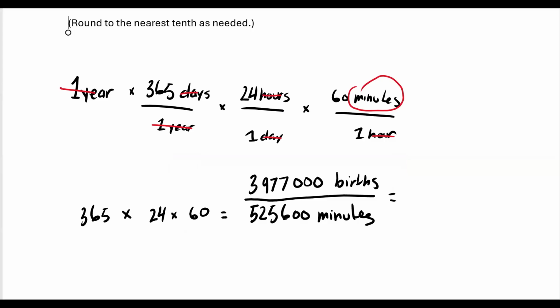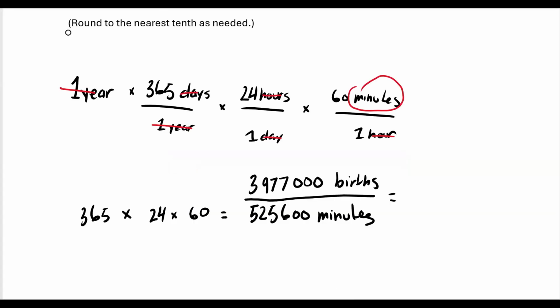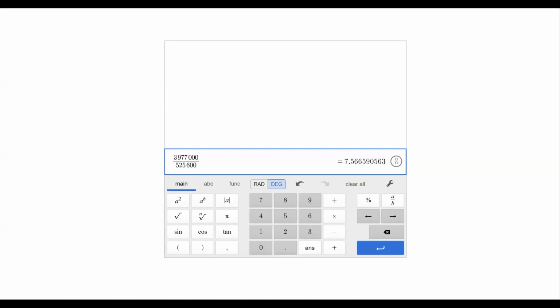Actually, I'm going to double check. It's always good, for me anyways, when I have big numbers, to double check to make sure I type them in right. So 3,977,000, 3,977,000, and then 525,600. Okay, so 7.56 is what I'm going to write down.